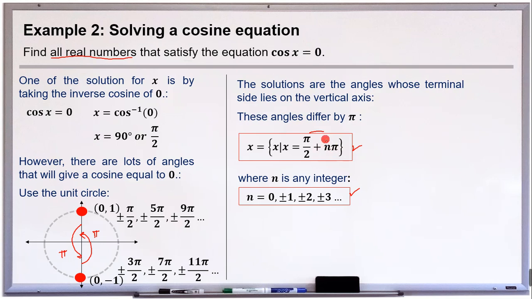Now, if you don't want this notation, you can list all those possible angles, just like what I did in this section right here. So I list, then I just simply put the dot dot dot, because this one repeats infinitely, or goes on infinitely.